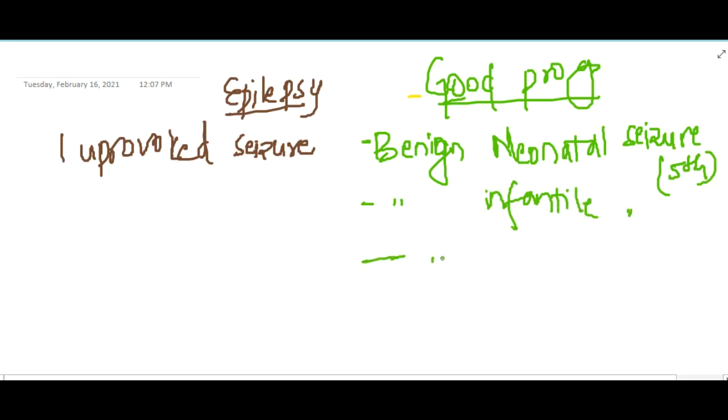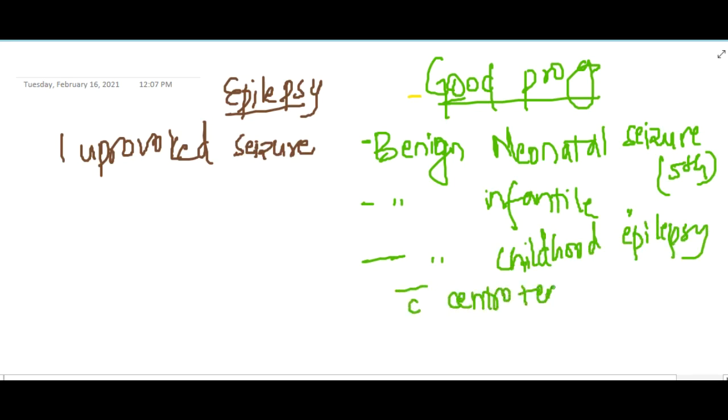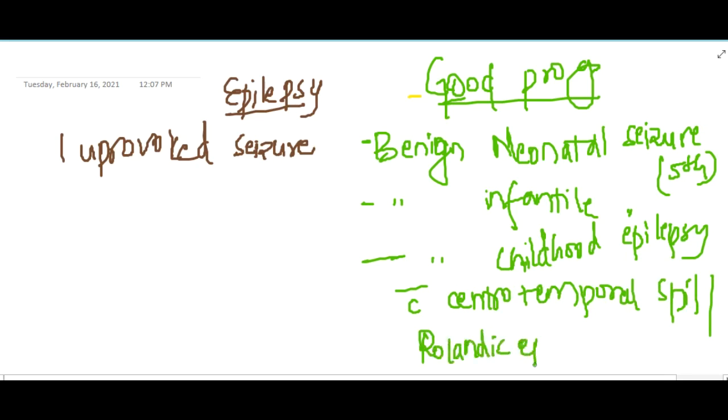And we have benign childhood epilepsy with centrotemporal spikes, or we can also call it Rolandic epilepsy. And these are seen in almost 3 to 13 years. Okay, these are good prognosis.